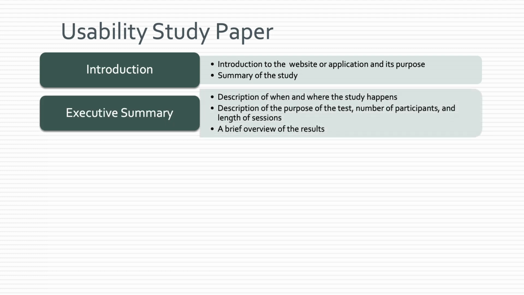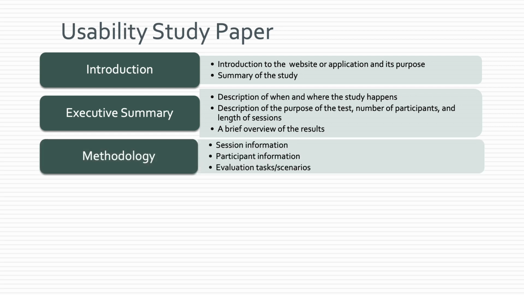Then there's an executive summary, and this is a more extensive summary. It describes where and when the study happened, the purpose of the testing, the number of participants, the length and probably amount of sessions, and then a brief overview of the results. The methodology should include session information, how many, how long, where, that kind of thing. Participant information, who were the participants, how were they gathered, how were they given the test, evaluation task as well, and scenarios are described in the methodology chapter.